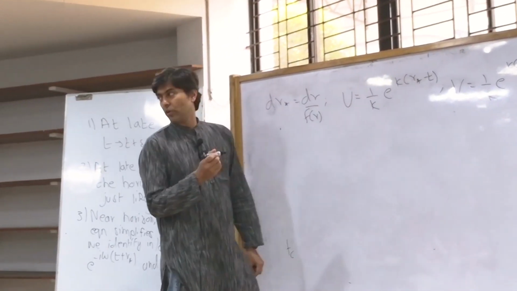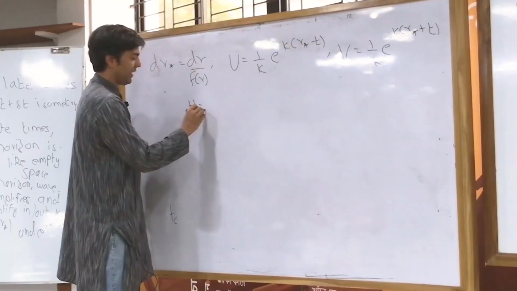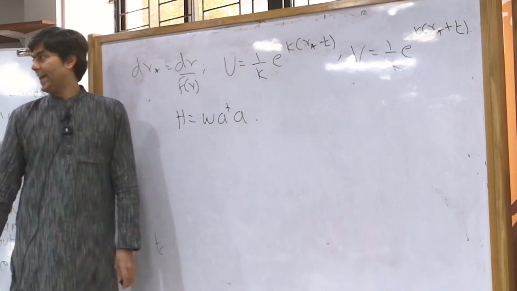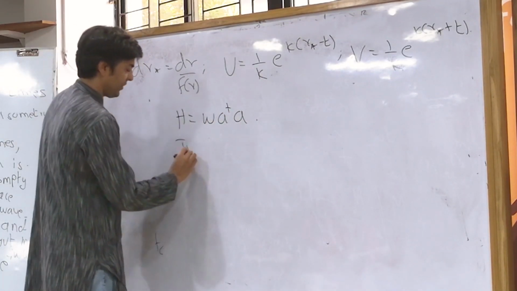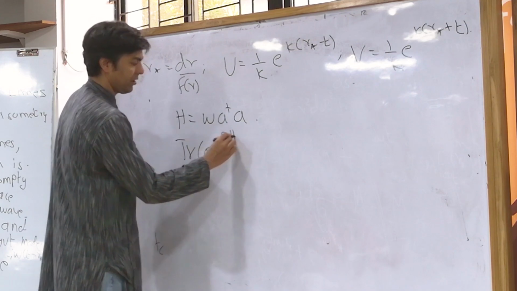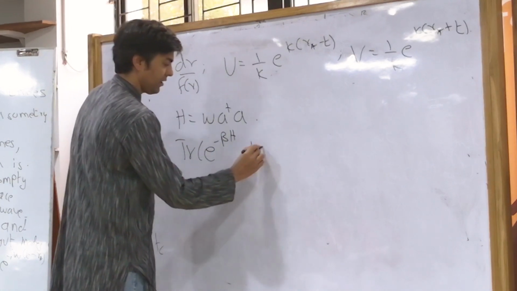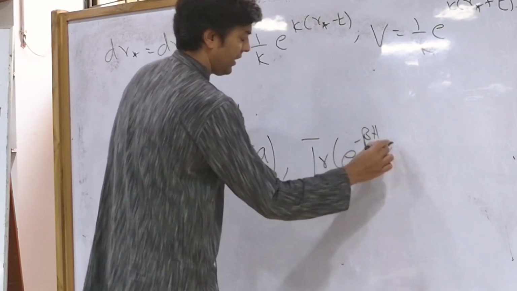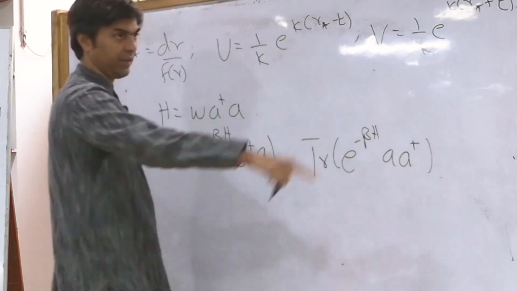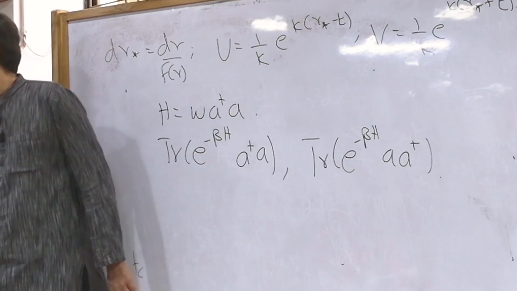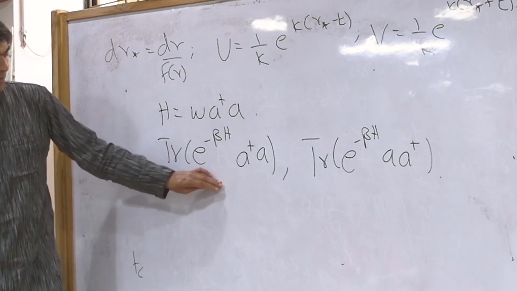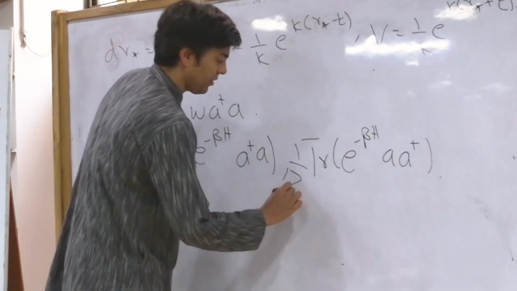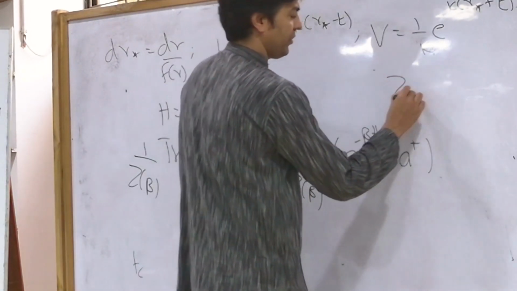Let's say you take a simple harmonic oscillator, right? So it has some Hamiltonian. Let me write it as omega a dagger a, right? You can compute then trace of e to the minus beta H of a dagger a and trace of e to the minus beta H of a dagger. You will get those answers. Okay. Yeah, this is the definition of thermal occupancy: you have to put a 1 by Z beta and 1 by Z beta, where Z beta is trace of e to the minus beta H.